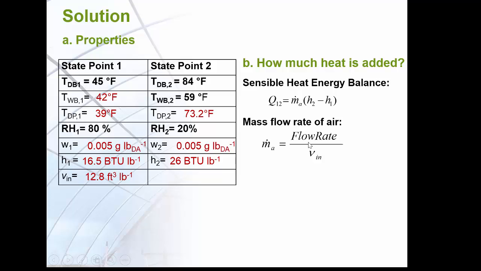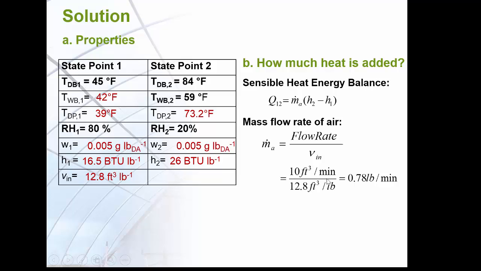If you remember, the question provided us the volumetric flow rate for this process, and using the psychrometric chart, we determined the specific volume of the incoming air. So using these two values, we can determine the mass flow rate. And here the dot represents the flow rate, but not the amount of dry air mass.